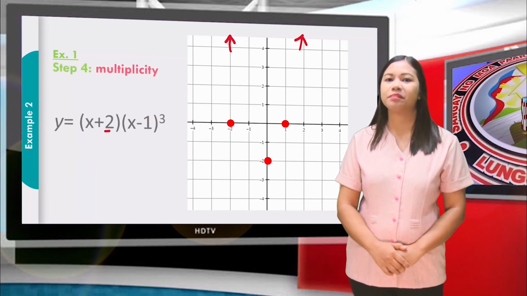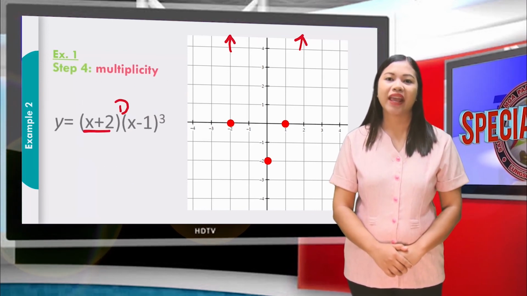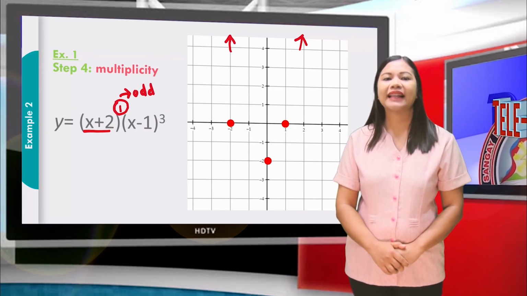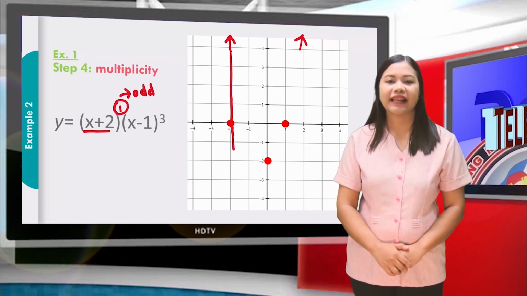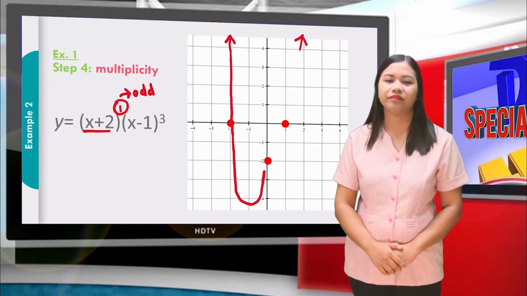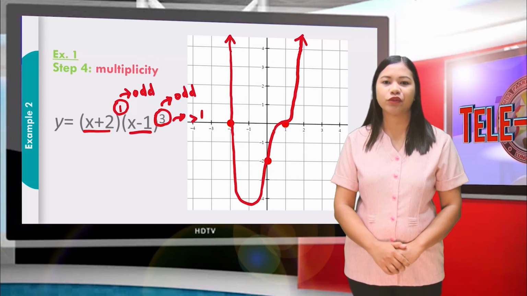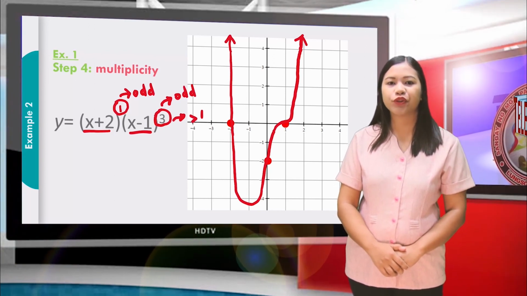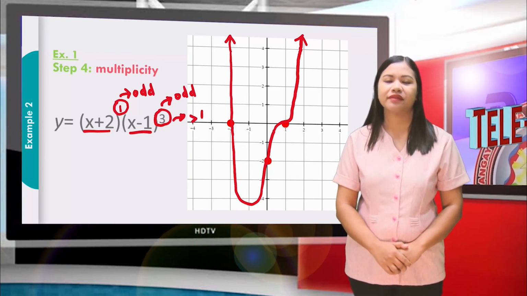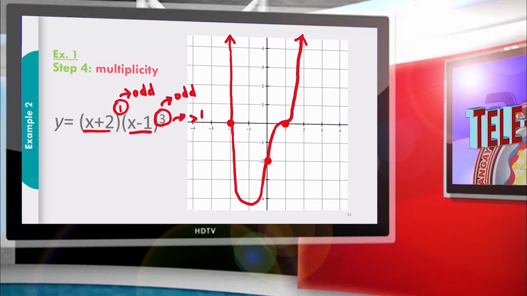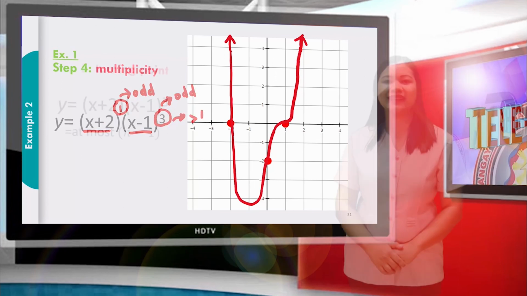Step 4 is the multiplicity of a0 of a polynomial function. At x-intercept negative 2, it has an odd multiplicity. So the graph crosses at x equals negative 2. Then continue to cross at the y-intercept. At x-intercept 1, it has an odd multiplicity. And since 3 is greater than 1, so the graph crosses and flattens at x equals 1.